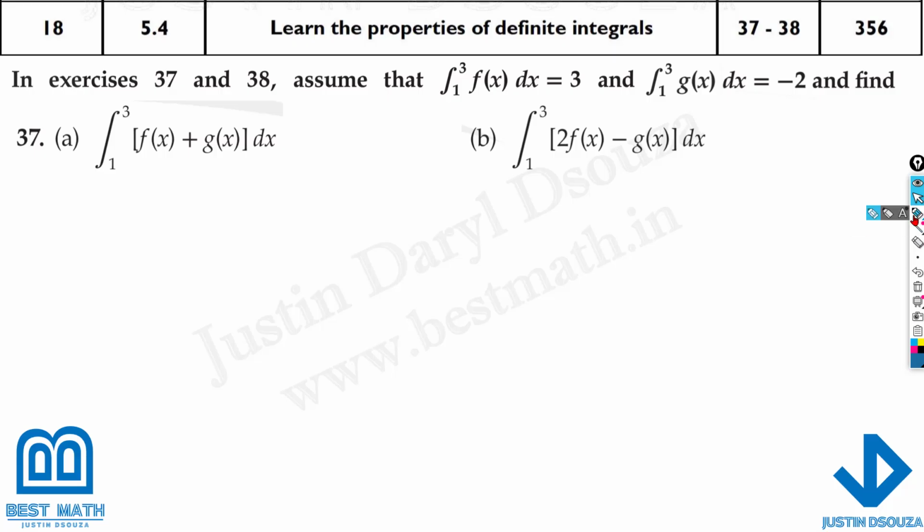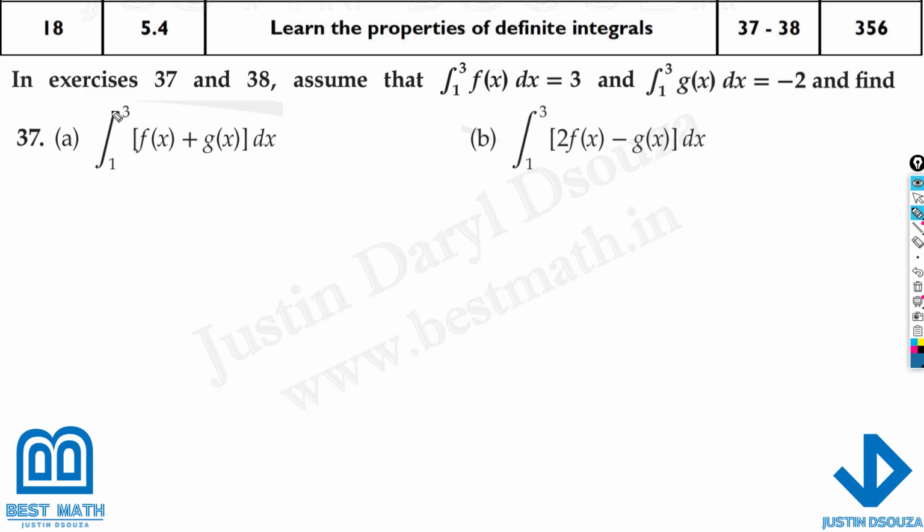Question 18 is about the properties of definite integrals from lesson 5.4. Here we have been given definite integrals. Definite integrals are the integrals when you have numbers over here as integral limits, 1 to 3, 1 to 3 and so on. But these are not just finding the definite integral of an equation. It is of the functions f of x and g of x, provided the function values are given. So how do we solve them?